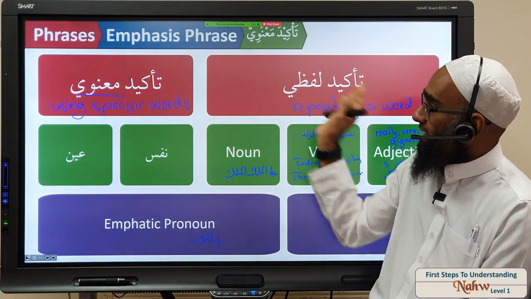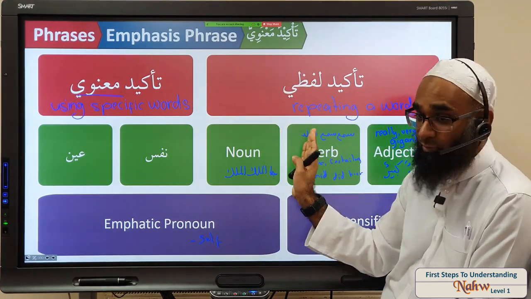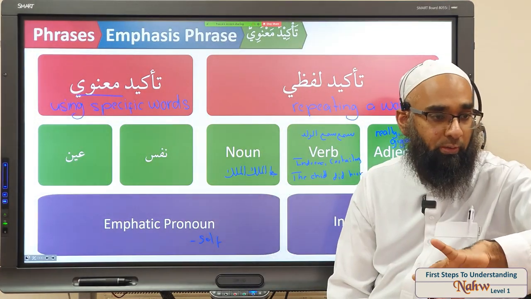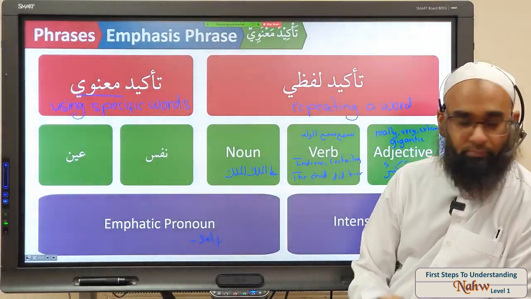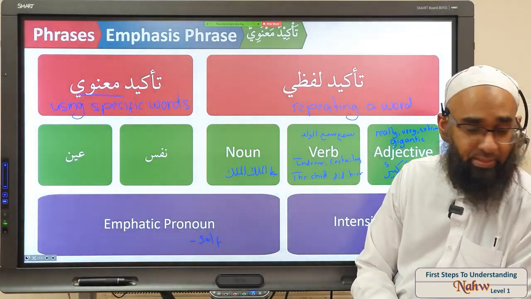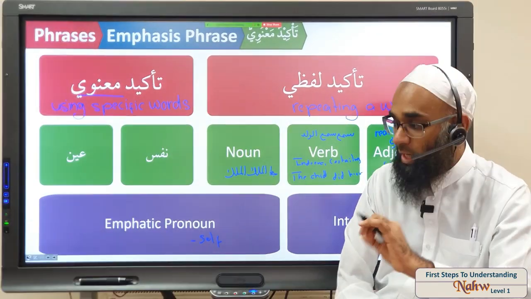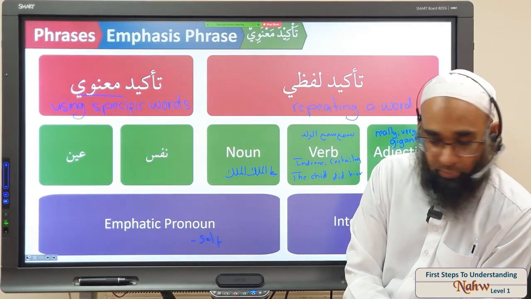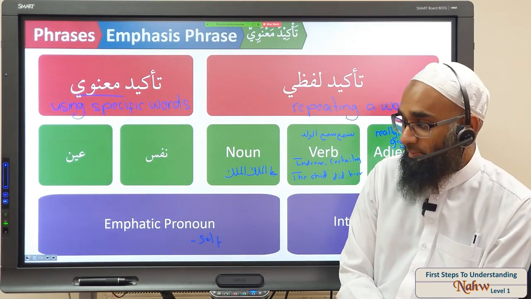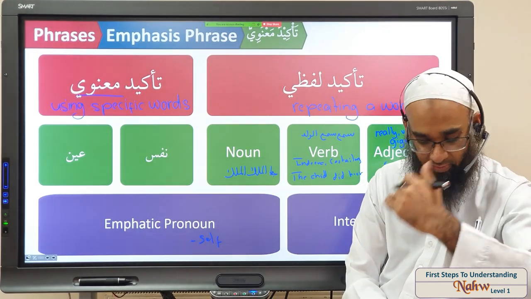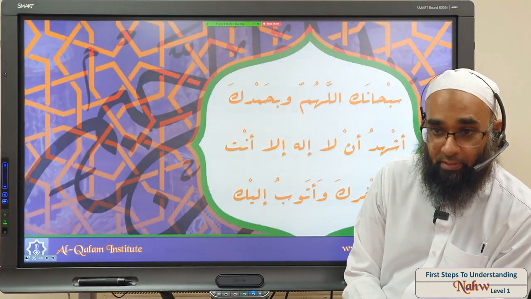So ta'keed lafzi with a repeated noun is more of an emphatic pronoun, and ta'keed lafzi of an adjective and a verb is to do with creating intensified meaning, to emphasize that he did it and nobody else. Do you understand? So you have intensifiers and then we have emphatic pronouns. In terms of English, it is an intensifier or an emphatic pronoun. Everybody following? Yes?